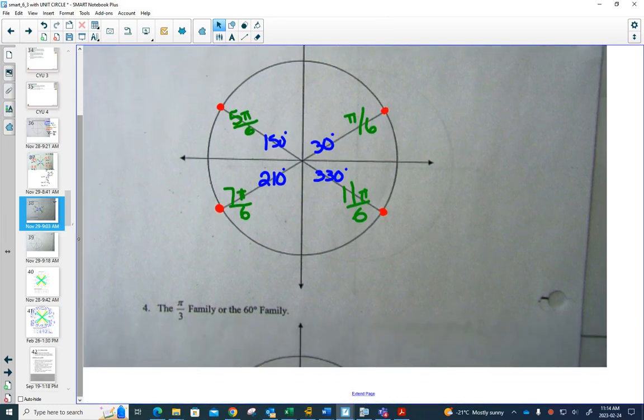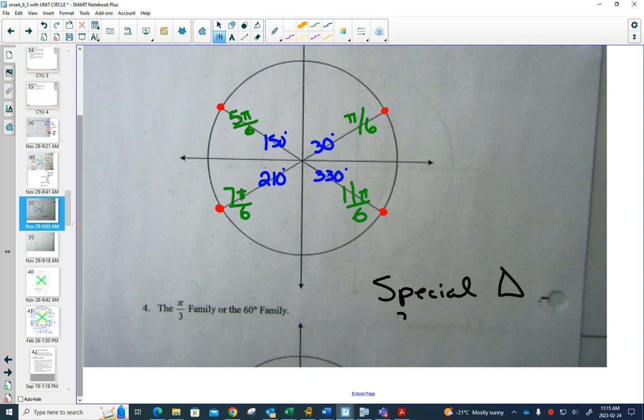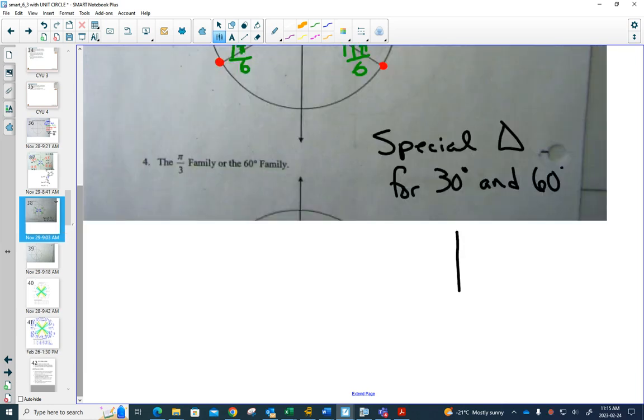And in this space between the 30-degree family and the 60-degree family, we are going to have a special triangle. It's actually the special triangle for 30 degrees and 60 degrees, because if I make a right angled triangle with a 30 degree angle, when I add up the rest of the angles, the other angle has to be 60 degrees.